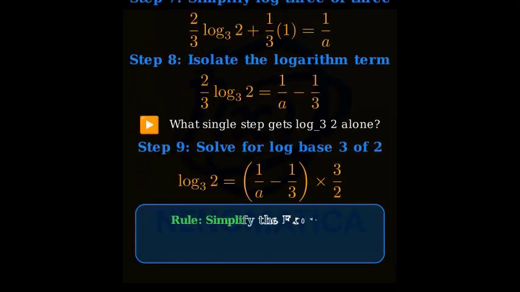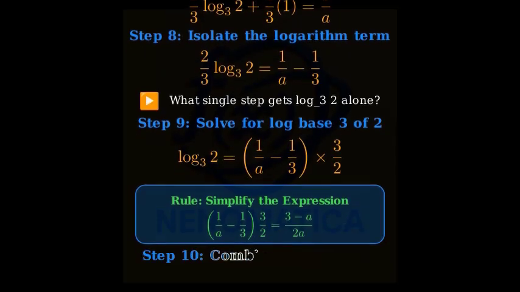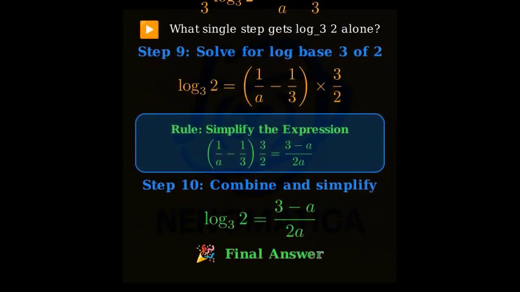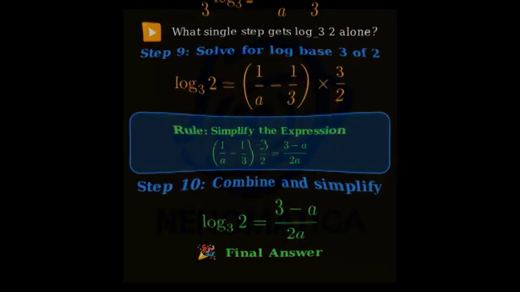Step 10. Combine the fractions. 1 over a minus 1/3 becomes 3 minus a over 3a. Then multiplying by 3/2 cancels the 3 and leaves the final result.